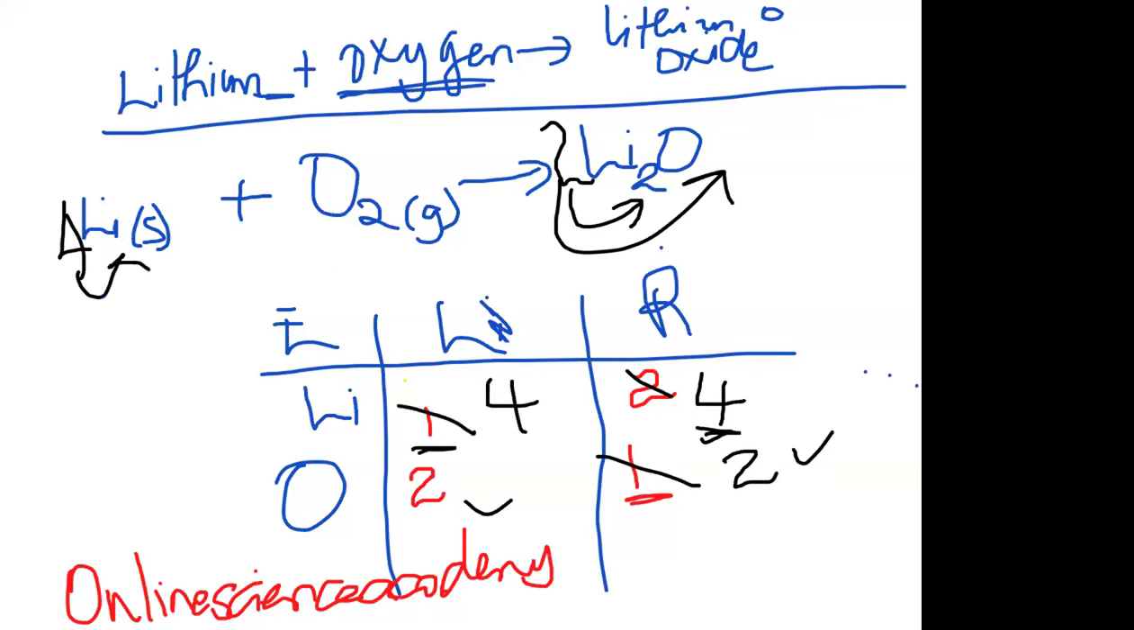Clear? Yes, Miss. All right, ready. So my balanced equation is 4 Li solid plus O2 gas forms 2 Li2O solid. Solid, not gas. What is wrong with me? All right, so your turn.